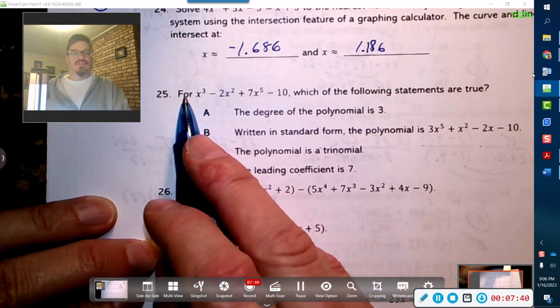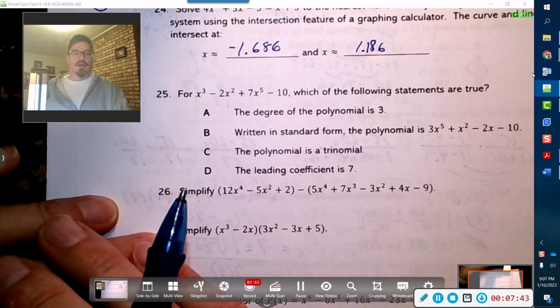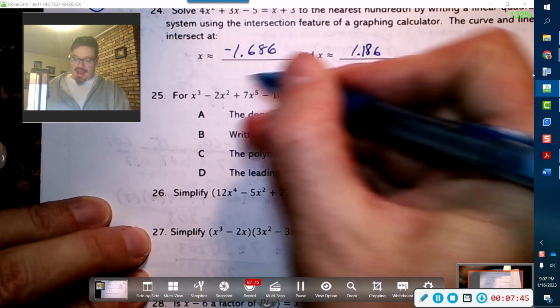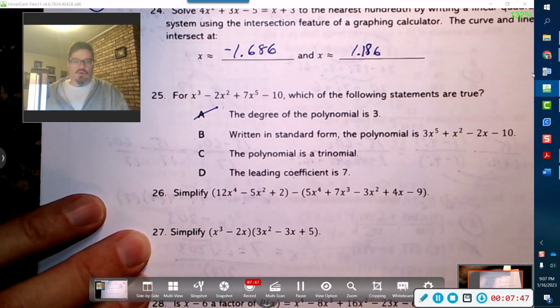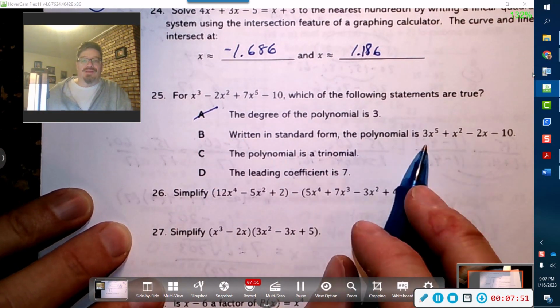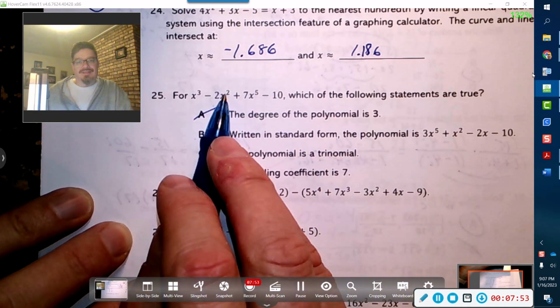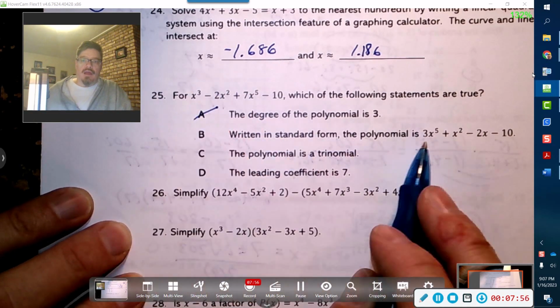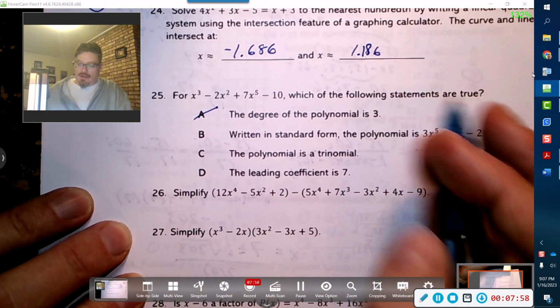It's actually a 5th degree. This thing's out of order. Okay? So this is completely out of order. So A is not true. It's a 5th degree polynomial with 4 terms. So, written in standard form, the polynomial is this? No. This 7x plus 5 would go to the front.